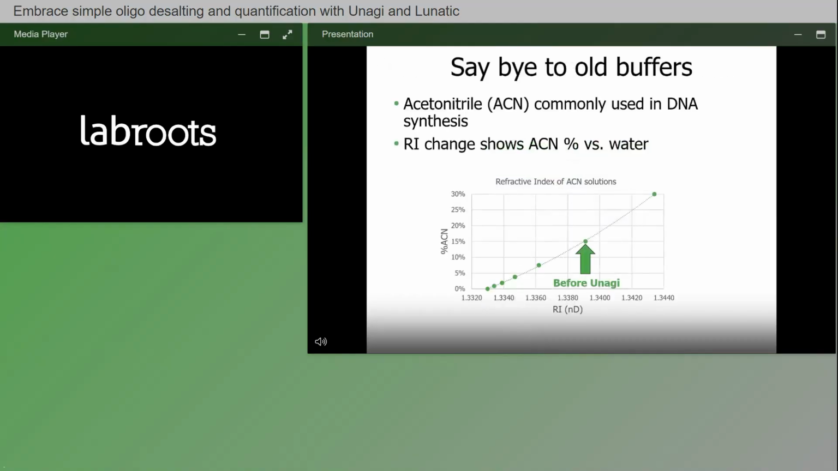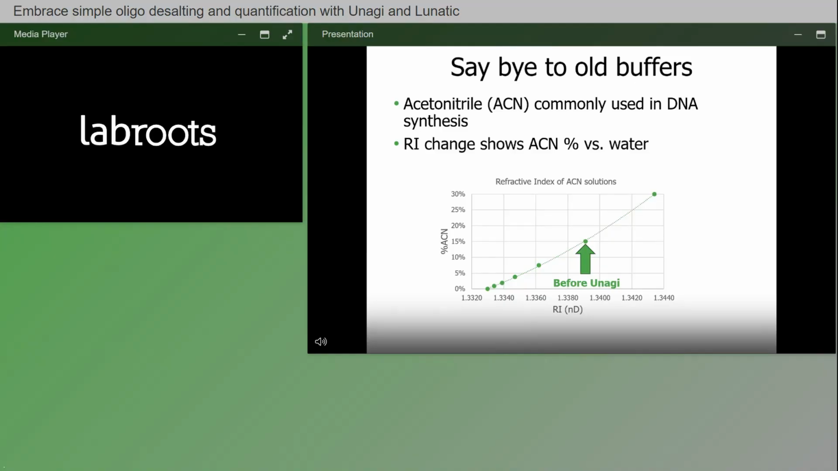If we want to confirm that our buffer exchange has happened, here we have an example where we're looking at acetonitrile that's present in our buffer beforehand, since it's commonly used in DNA synthesis. An easy way to track acetonitrile content versus water is by looking at the refractive index. So you can see on this standard curve for a sample that we're running, we have the relationship between refractive index and acetonitrile.